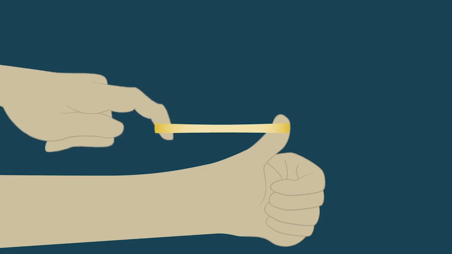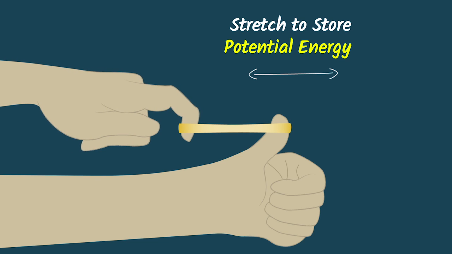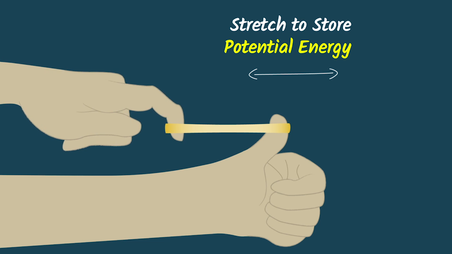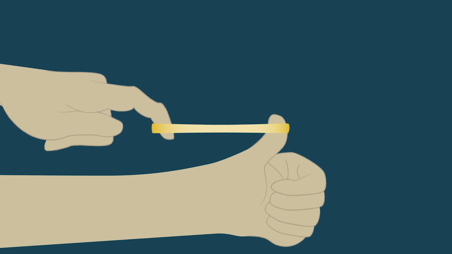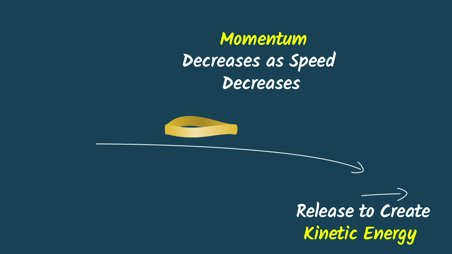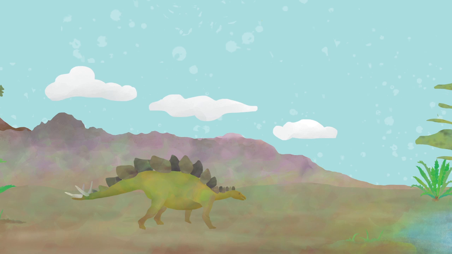Let's look at another example. Imagine pulling back a rubber band. When you do this, you are giving the rubber band potential energy. The stored energy will allow it to snap back and fling out of your hands. Now, the rubber band has kinetic energy and momentum since it is flying through the air. The more momentum that the rubber band has, the faster it will fly forward and the harder it will hit its target.